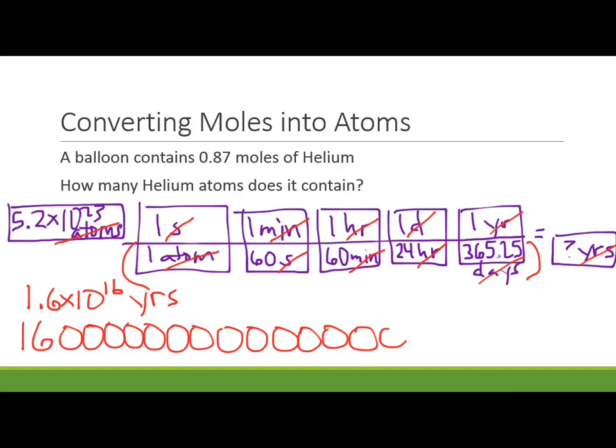13, 14, 15 years. So let's see, that's 1,000, that's 1,000,000, that's 1,000,000,000, that's 1,000,000,000,000. That would only take about, what is that? So that's 1,000, million, billion, trillion. It only takes 16,000 trillion years to actually count all of the helium atoms in that balloon.